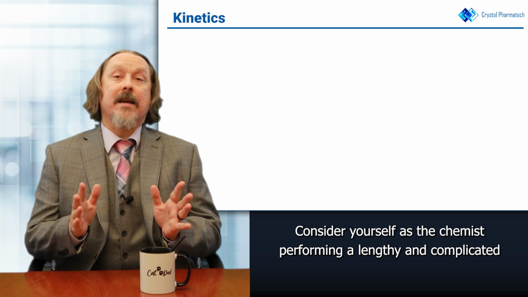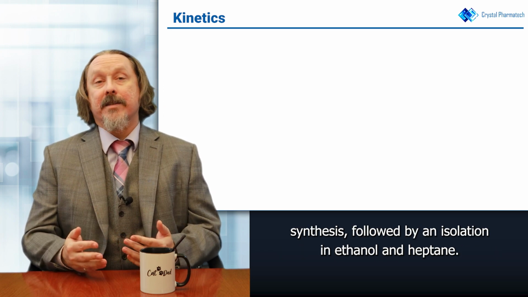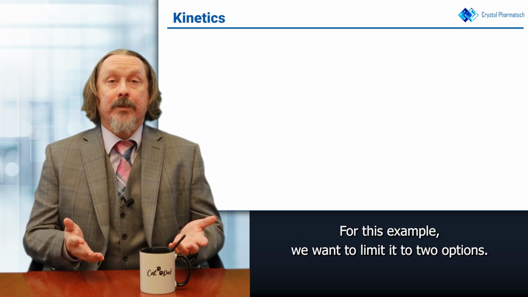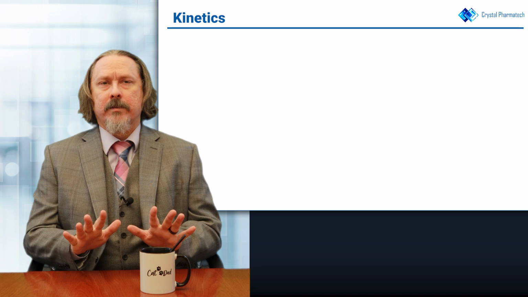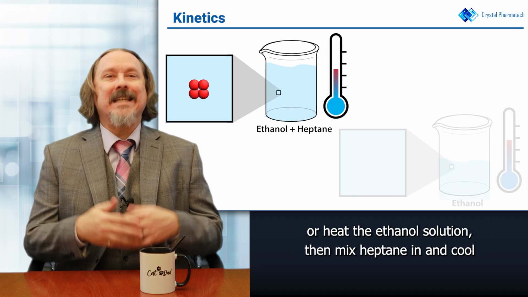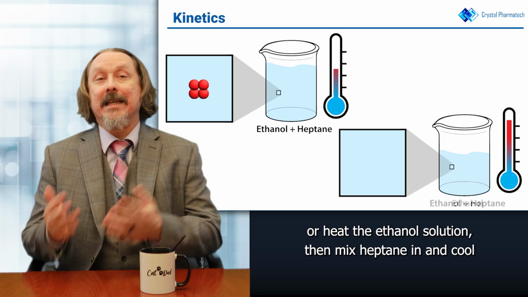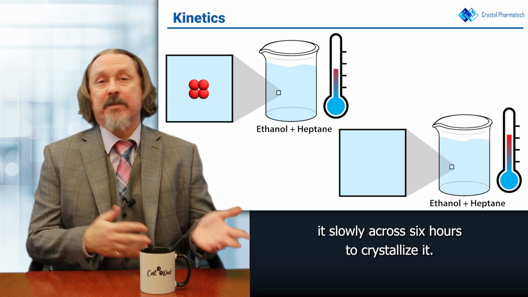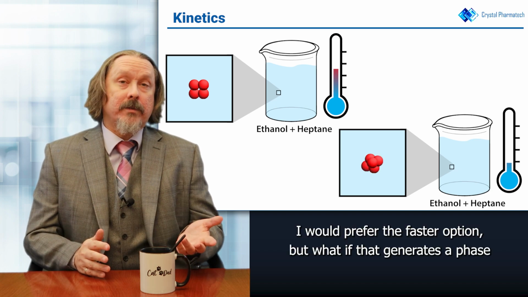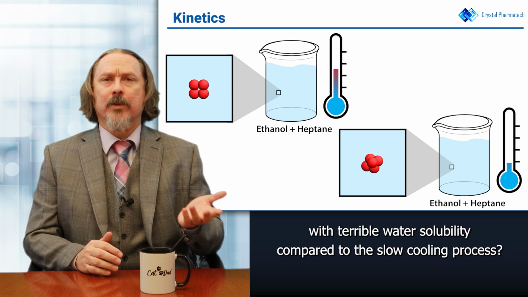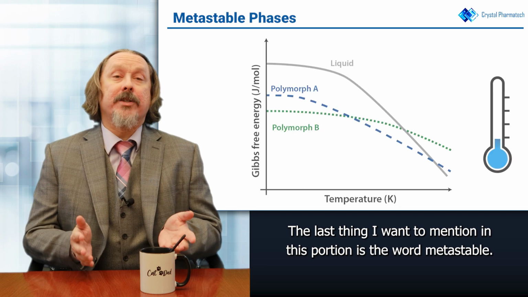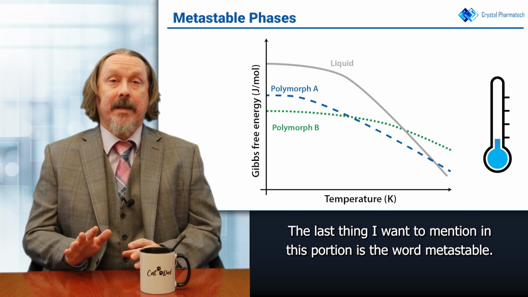Consider yourself as the chemist performing a lengthy and complicated synthesis, followed by an isolation in ethanol and heptane. For this example, we want to limit it to two options. You can add heptane directly to an ethanol solution to precipitate it, or heat the ethanol solution, then mix heptane in and cool it slowly across 6 hours to crystallize it. I would prefer the faster option, but what if that generates a phase with terrible water solubility compared to the slow cooling process? The last thing I want to mention in this portion is the word metastable.